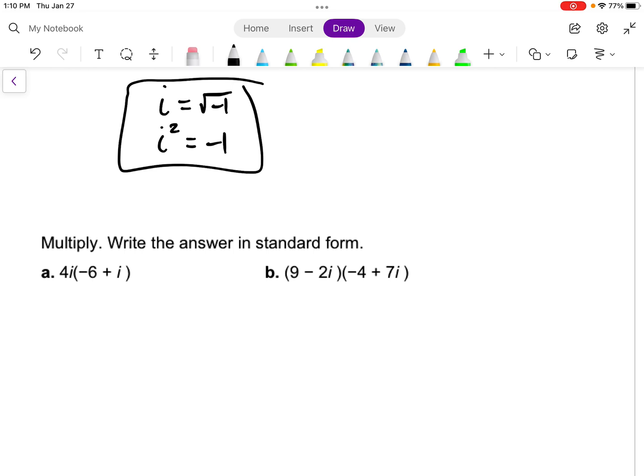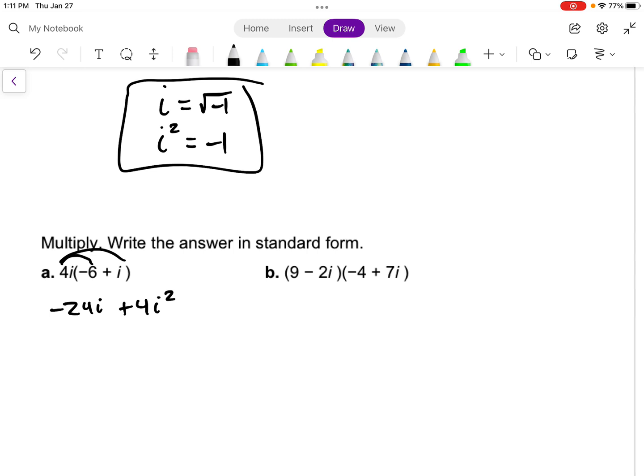Make sure you have that written down. Okay, other than knowing what i squared equals, this is pretty similar to just multiplying polynomials, right? So I just take the 4i and distribute it through. So that'd be minus 24i, plus 4i squared.